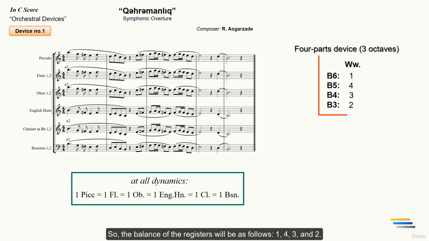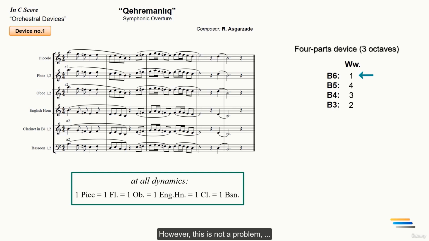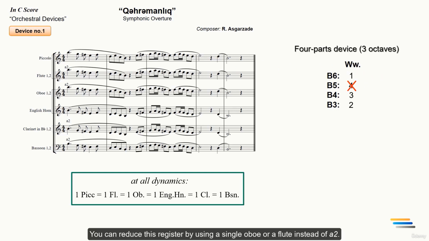So, the balance of the registers will be as follows: 1, 4, 3, and 2. There is only one piccolo here. However, this is not a problem since the piccolo is in its strong register and will shine even without doubling. The B5 register is the strongest as it's played by 4 instruments. You can reduce this register by using a single oboe or a flute instead of A2. But it is not necessary to do it.